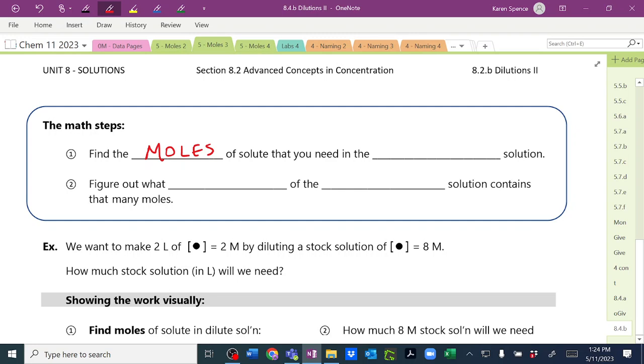So, find the moles of the solute you need in the final dilute solution. So you're actually kind of working backwards. You're saying, how much do I need at the end? And then you're going to use those moles to figure out what volume of the stock solution contains that many moles, and that's how much you're going to use in your dilution.